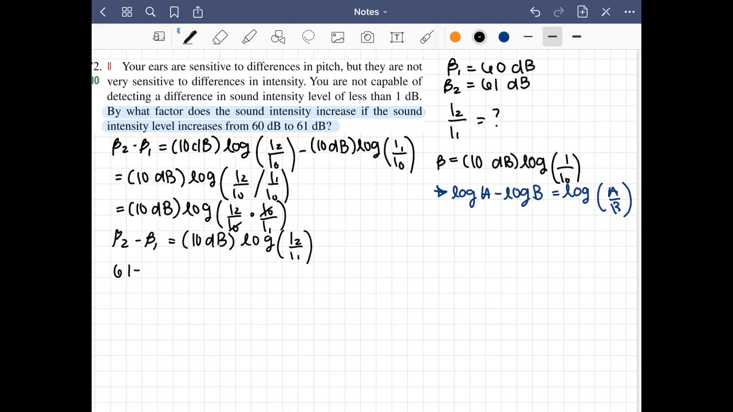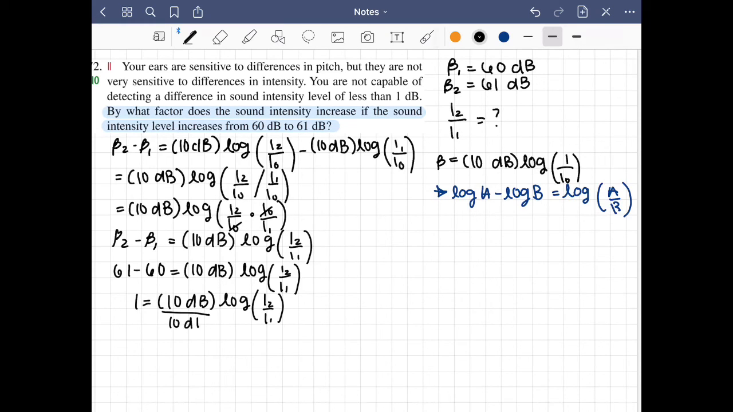So 61 minus 60 is equal to 10 decibels times log of I2 over I1, which means that 1 is equal to 10 decibels times log of I2 over I1, and then we can divide both sides by 10. We get that 1 decibel over 10 decibels is equal to log of I2 over I1. Again, it's important to remember properties of logarithms. Log base answer is equal to exponent, and base to the exponent is equal to answer. That's how I remember it.